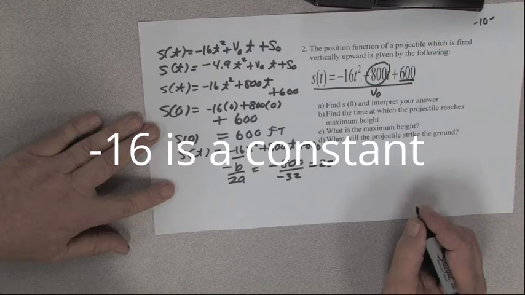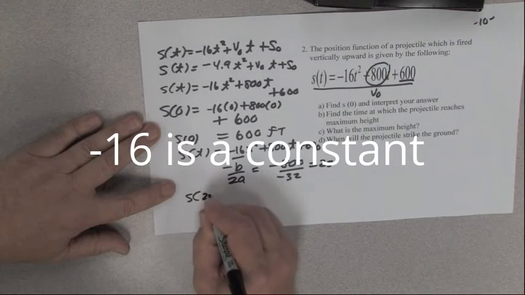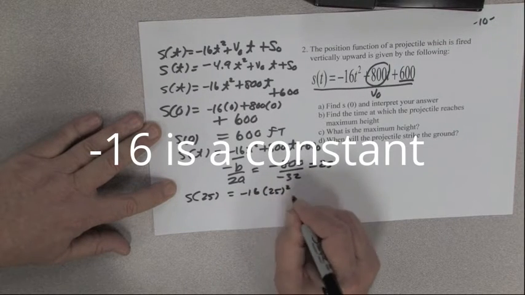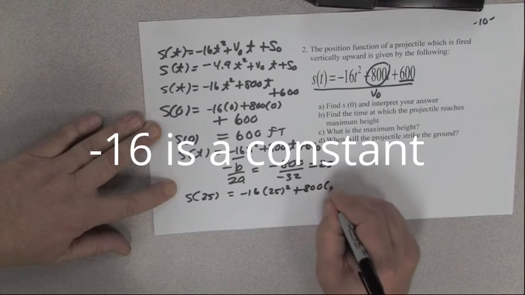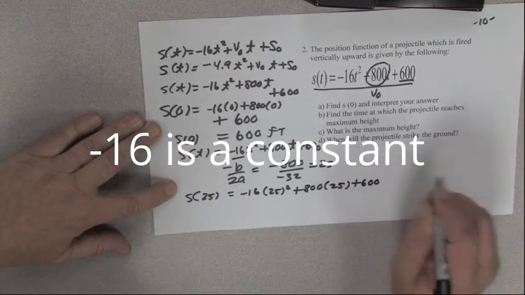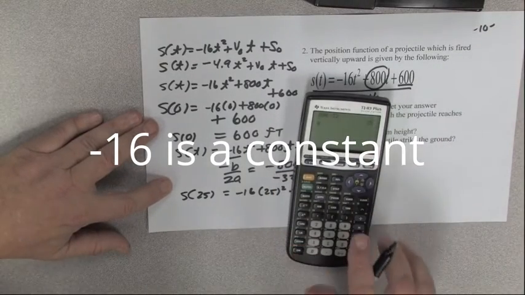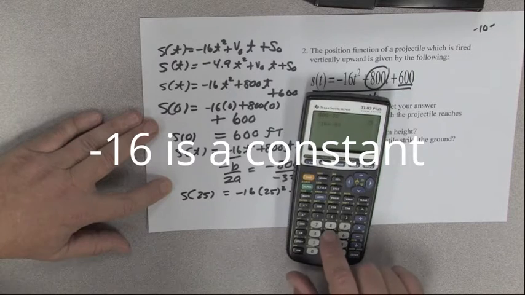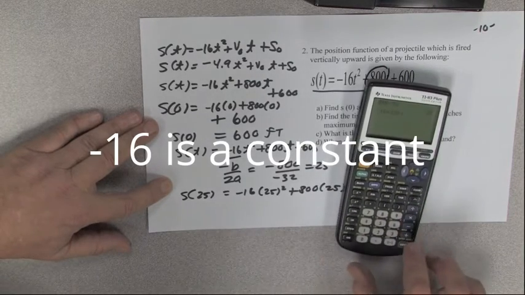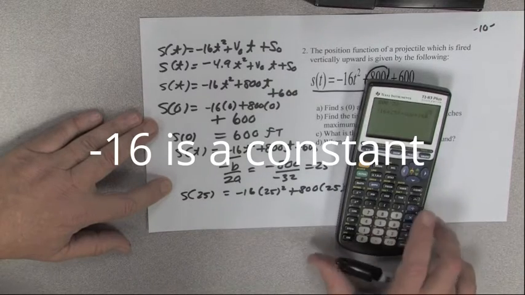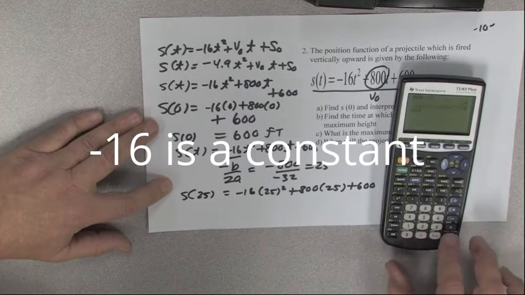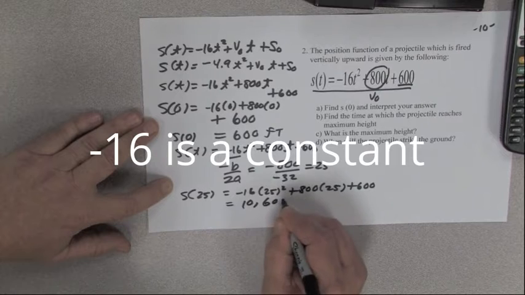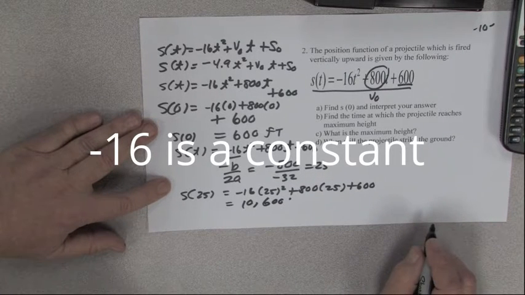To figure out what the maximum height is, we've got to substitute 25 in for t, and so we get negative 16 times 25 squared plus 800 times 25 plus 600. So we rewrite that, negative 16 times 25 squared plus 800 times 25 plus 600. And the answer comes out to be 10,600. So the maximum height is going to be 10,600.